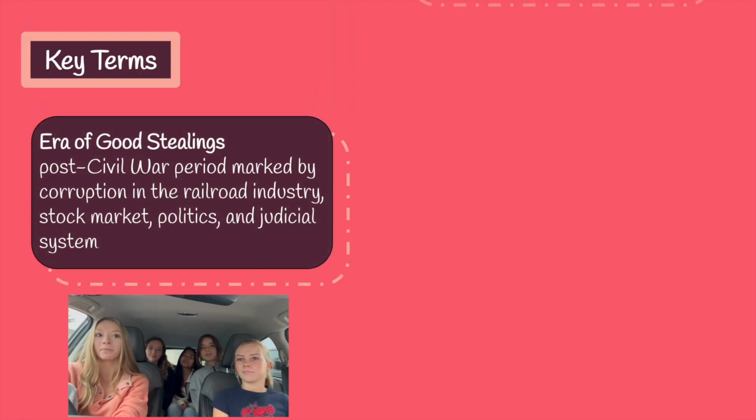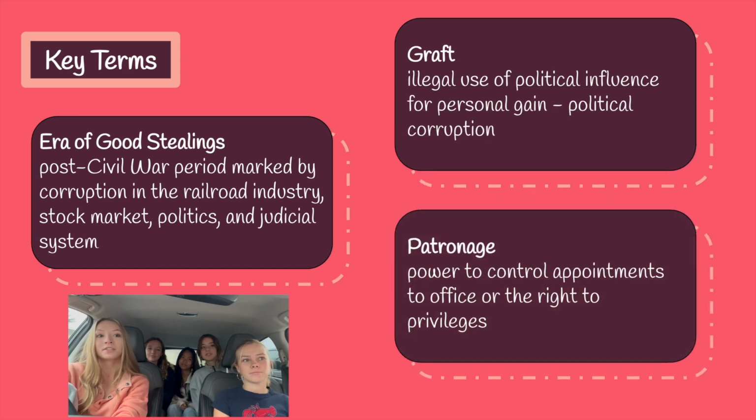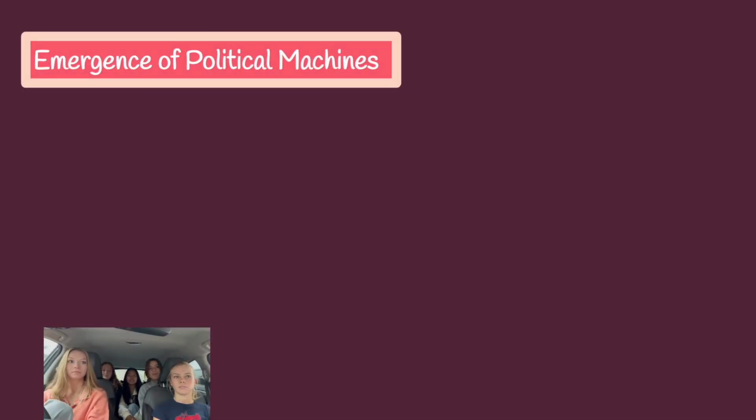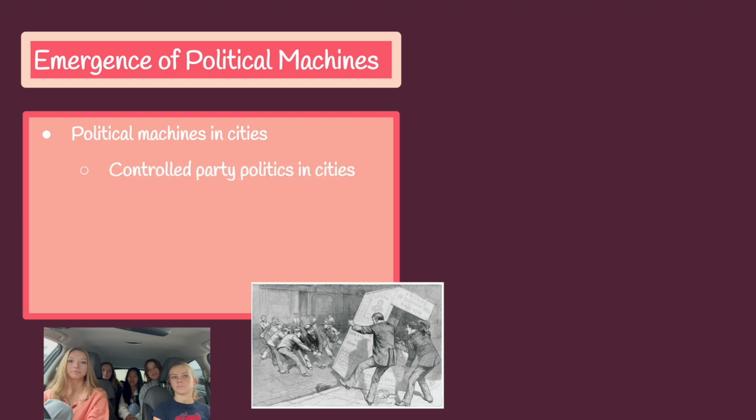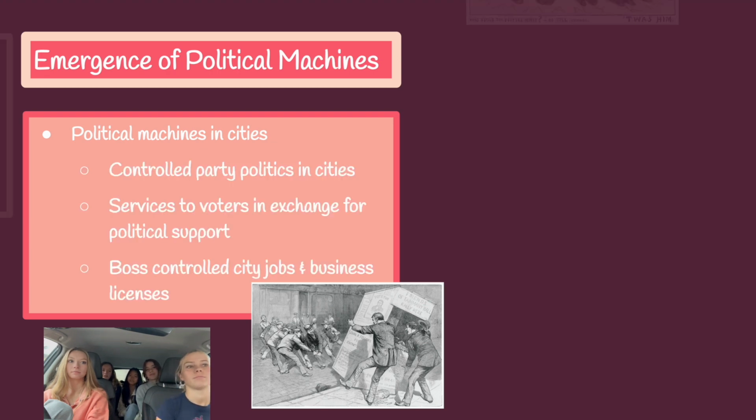Some important key terms to know are the era of good stealings, which was a post-Civil War period marked by corruption in the railroad industry, stock market, politics, and judicial system. Another key term is graft, which is an illegal use of political influence for personal gain, which is also political corruption. Another important word to know is patronage, which is the power to control appointments to office or the rights to privileges.